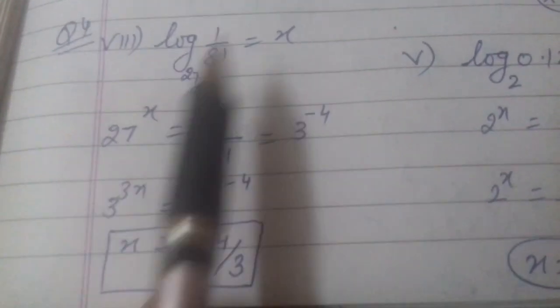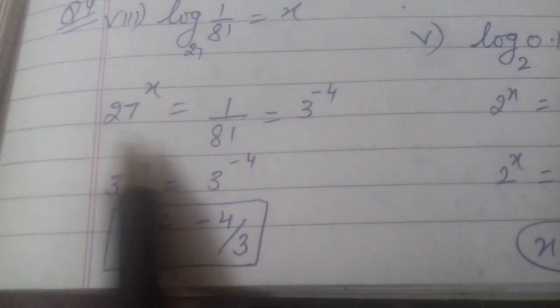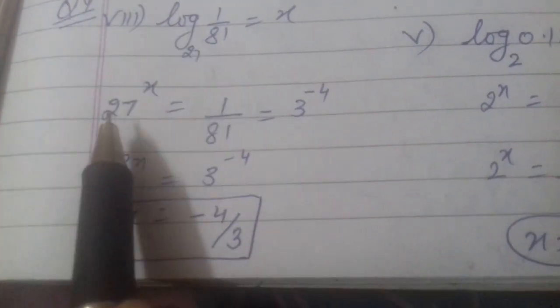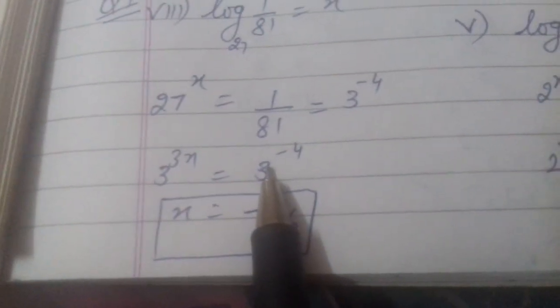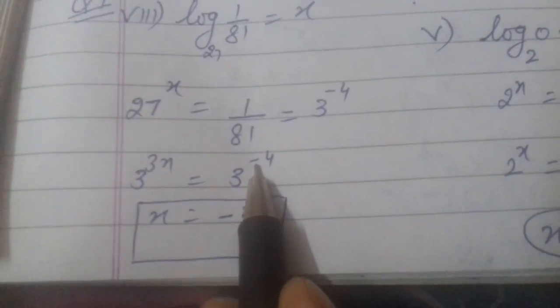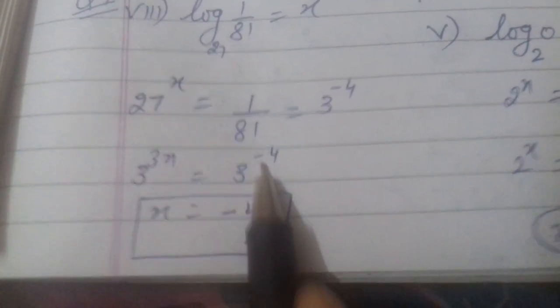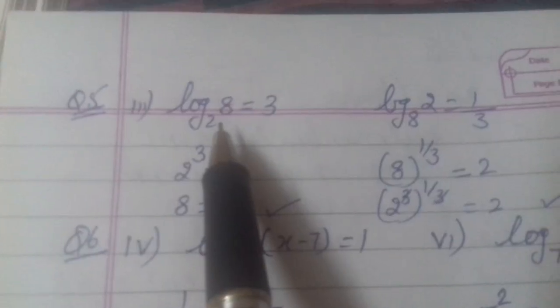Same way, eighth part children. 27 raised to the power x is equal to 1 over 81. Now you can see bases are not same, but we can make them same. 27 can be written as 3 power 3 and 81 can be written as 3 power 4. When you take it to the numerator, the sign of power will change, which we have already done in exponents. So from here x is minus 4 over 3.